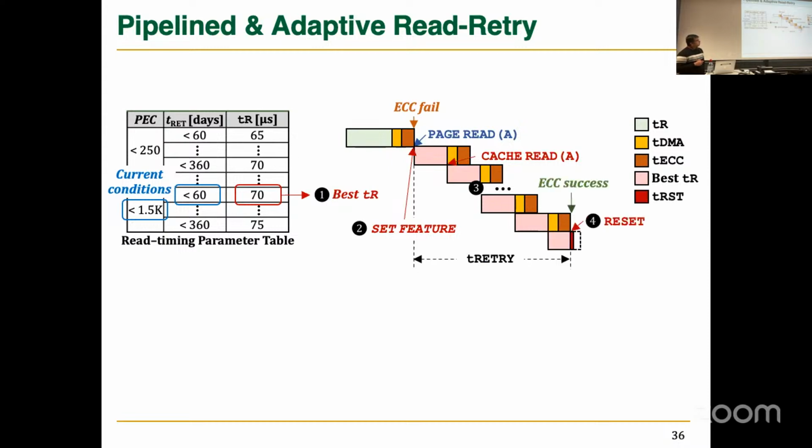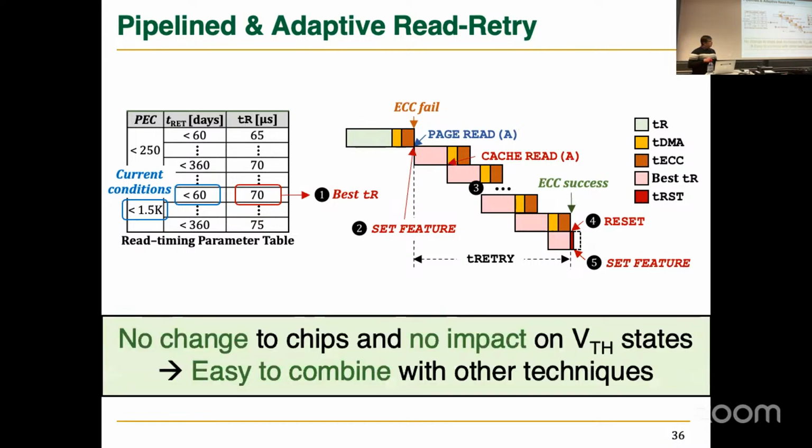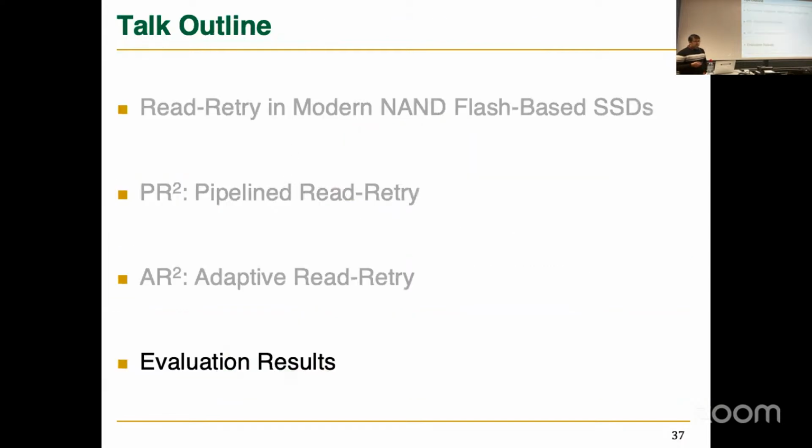Once you get success with the ECC decoding, you reset the next step, and then you set the latency back to the original value using the set feature operation. So this results in no change to the flash chips, and there is no impact on the threshold voltage, and it's easy to combine with other techniques.